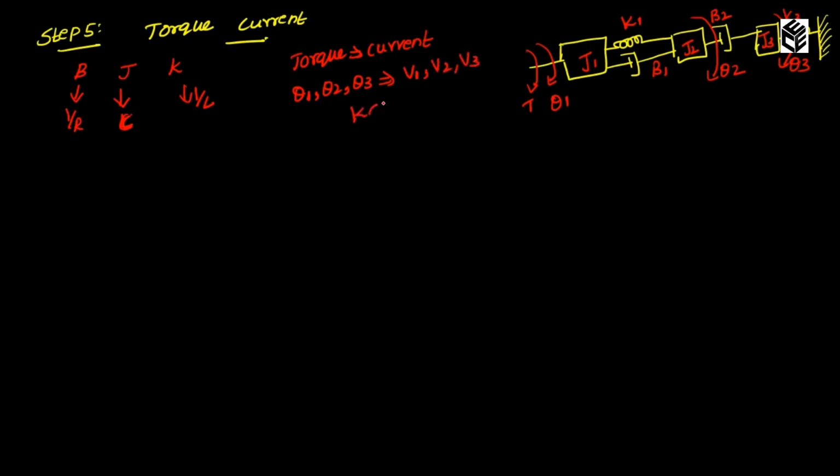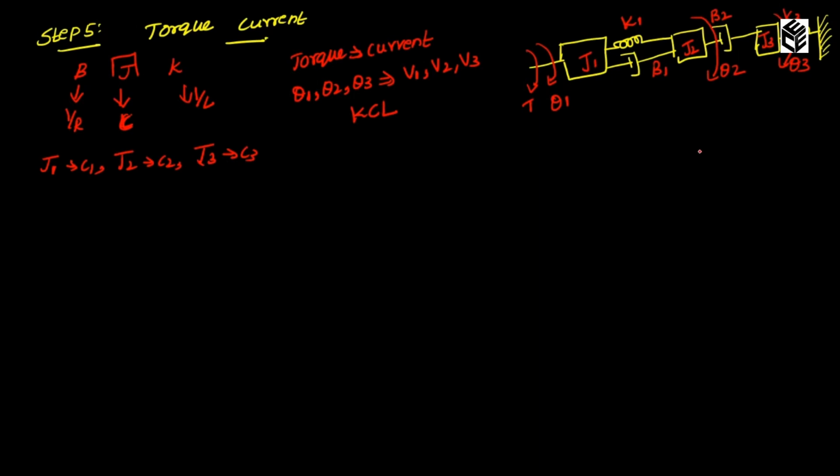Similarly, here we will be applying Kirchhoff's current law. So who is our main hero? J is our main hero. How many J are available? 3 J's are available. So I am going to replace J1 as C1, J2 as C2 and J3 as C3.